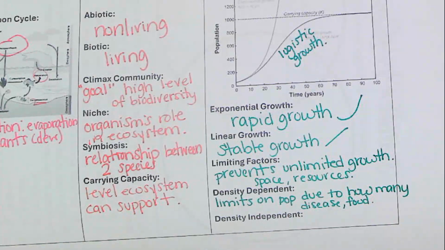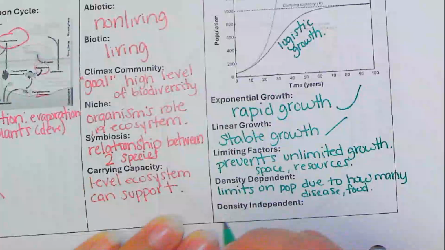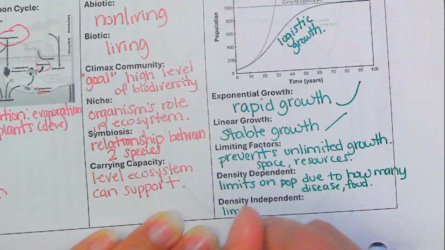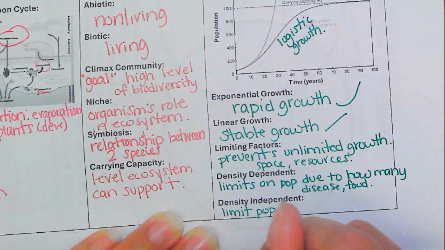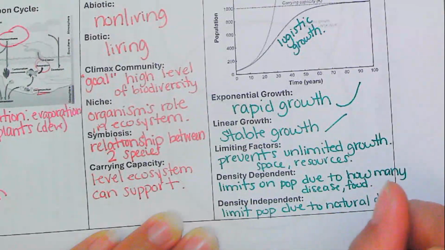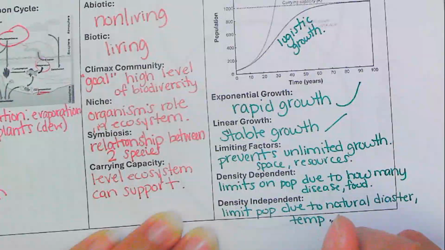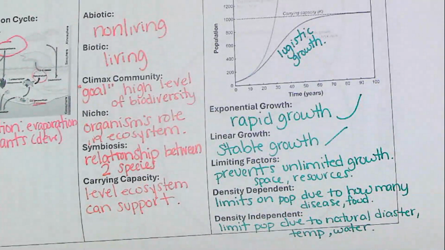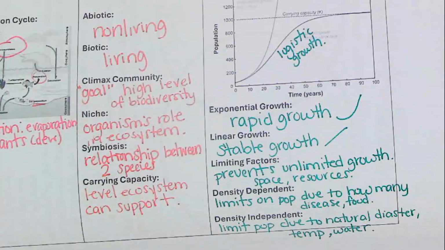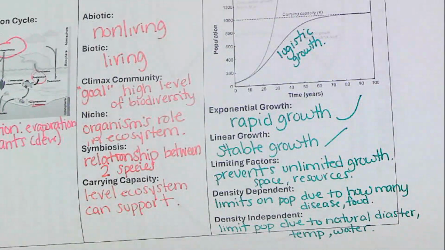What would be density independent? Natural disasters. Even just temperature. Water. Doesn't matter how many people I got. If it's hot, we're gonna die. No matter how many people I got, if we don't got water, we're gonna die. And that was the end for Unit 9.